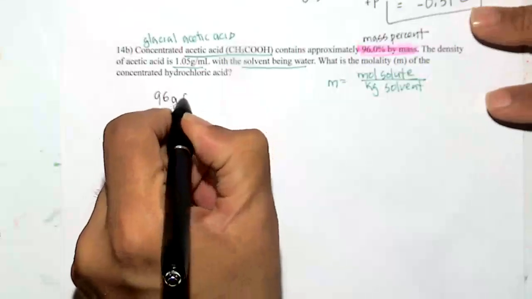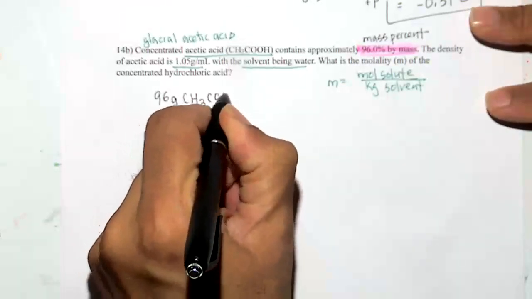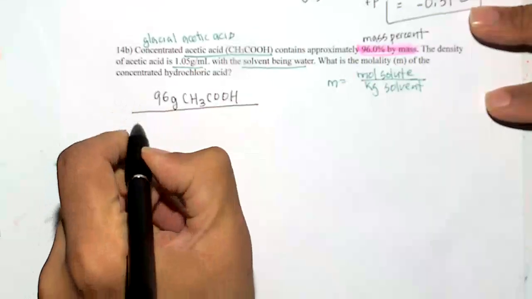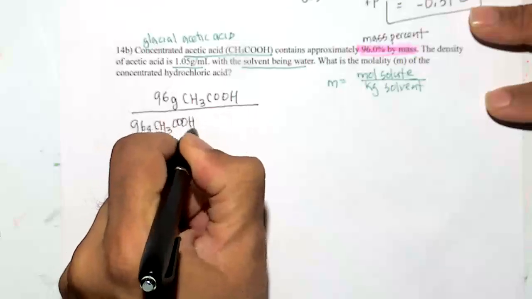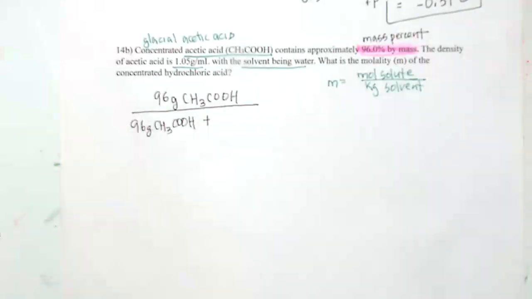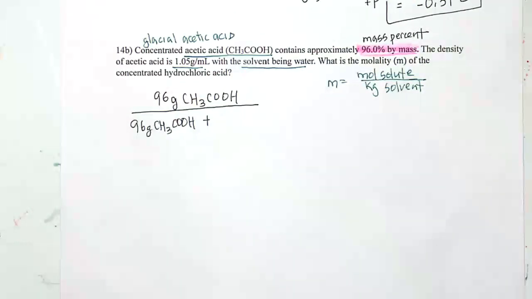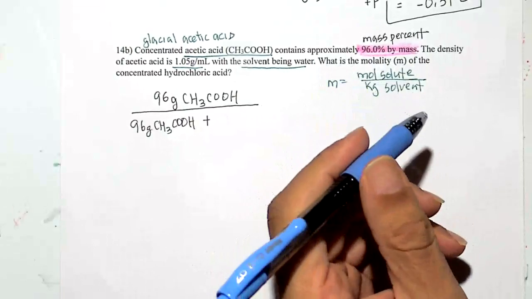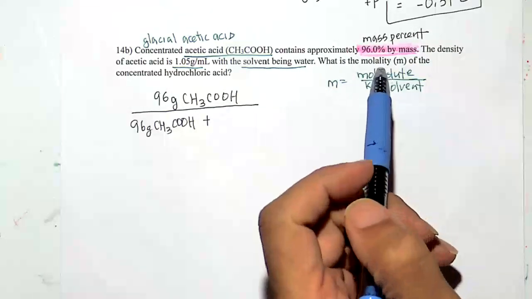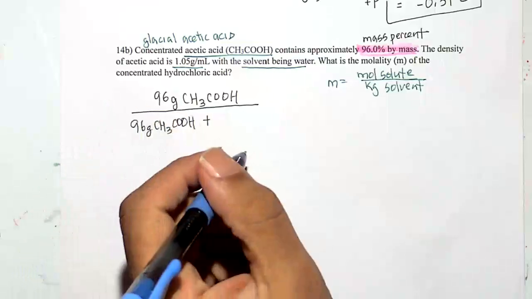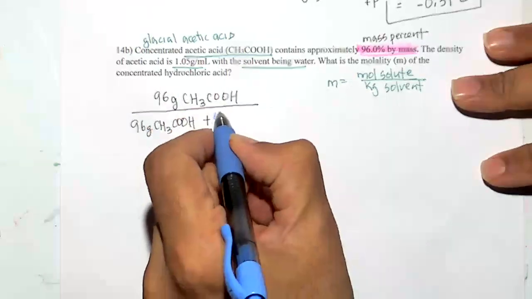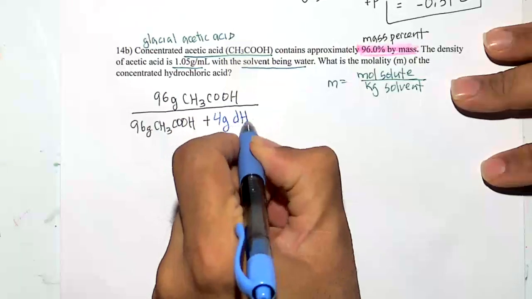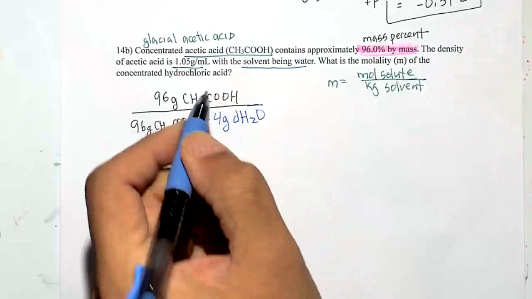It essentially means 96 grams of acetic acid divided by 96 grams of acetic acid plus how many grams of solvent water? Because the denominator is the whole thing, solute and solvent. If this were an exam and you got 96%, how much did you miss? It's 100 points, so 4 grams of water. I'll write distilled water.